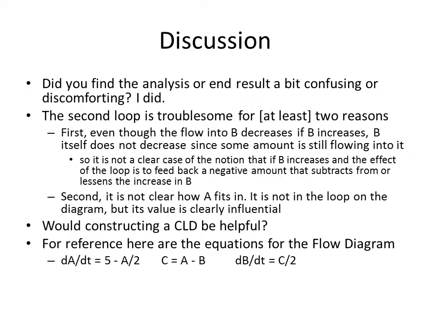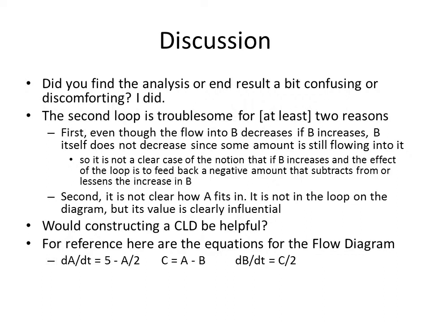Second, it's not clear how A fits in. What's exactly going on? It's not actually in the loop, but its value is clearly influential. So let's see if constructing a causal loop diagram might be a little bit more clear. Just for reference, in case it helps to draw the flow diagram from the equations, here are the equations.